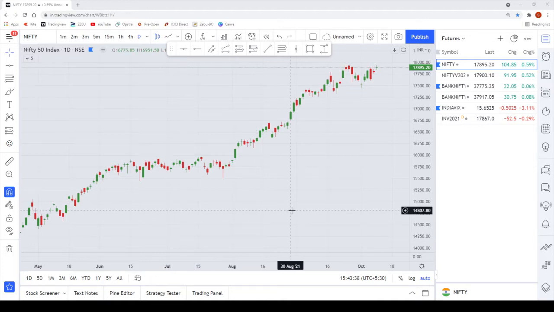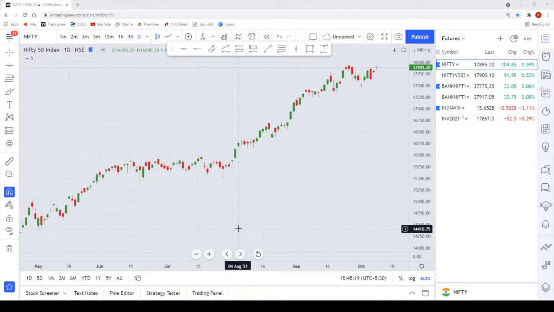So first we will see what a calendar spread is. A calendar spread is nothing but selling a call or put from the current expiry and buying a call or put from the next expiry. There are different types of calendar spreads. One is the put calendar spread, where we sell the current expiry at the money put and buy the next expiry at the money put. So this is called a put calendar spread.